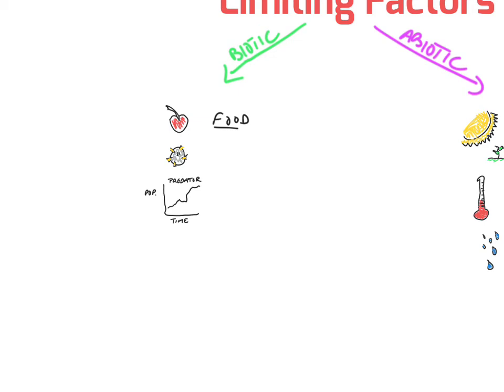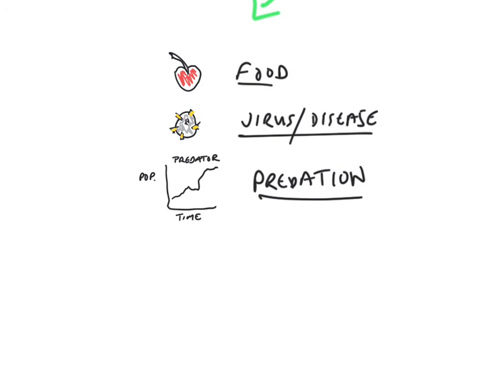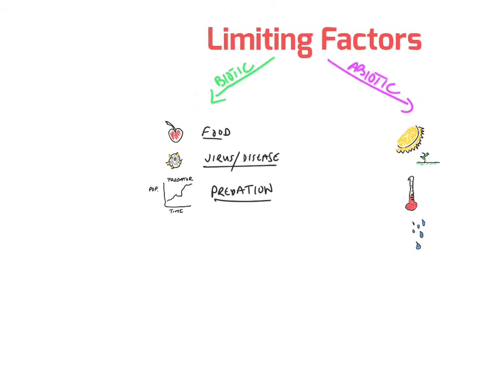The second one here, you've probably guessed it, is whether there is a virus or disease. We've been seeing a lot of this lately. And the third biotic limiting factor that I'd like to highlight is whether there is much predation or predators in the area, so the predator number. So virus, disease, food, predation, whether that predator number is quite big, that will determine whether a population of a particular species is growing or can reach a certain potential or not.